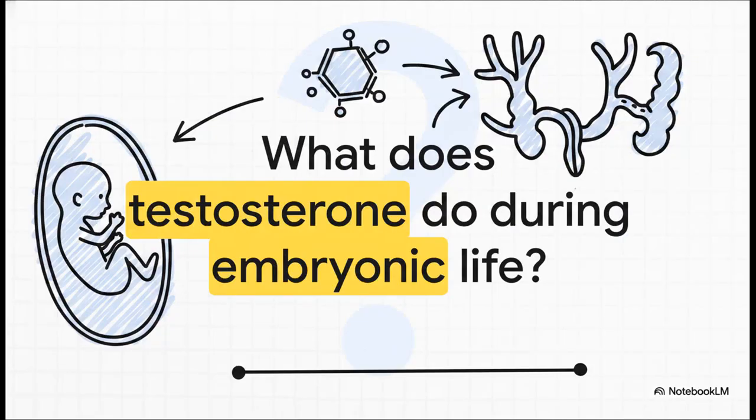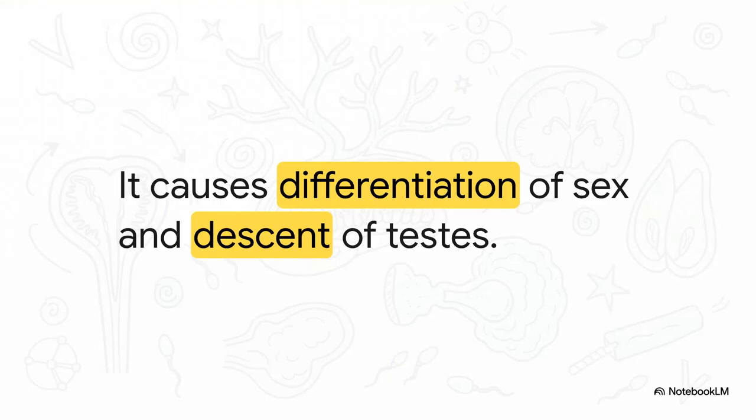Okay, here is our third and final revision question. We literally just covered this timeline. What are the two main functions of testosterone during embryonic or fetal development? And the answers are, number 1, the differentiation of the male sex organs, and number 2, the descent of the testes down into the scrotum.